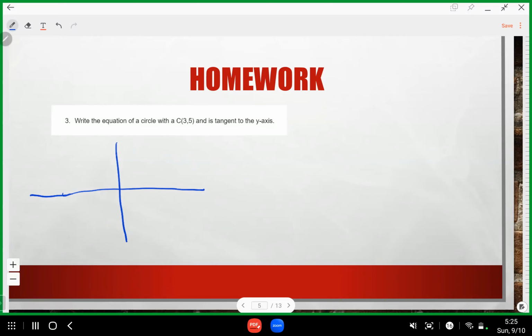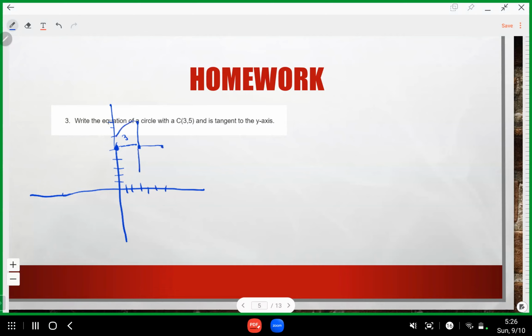So obviously the center is at 3, 5. And it says it's tangent to the y-axis. Now tangent means it touches, right? So we know that the circle at some point is going to touch this point on the y-axis. But that also means that the radius is equal to 3. If you go up by 3, the radius here is also equal to 3, right?